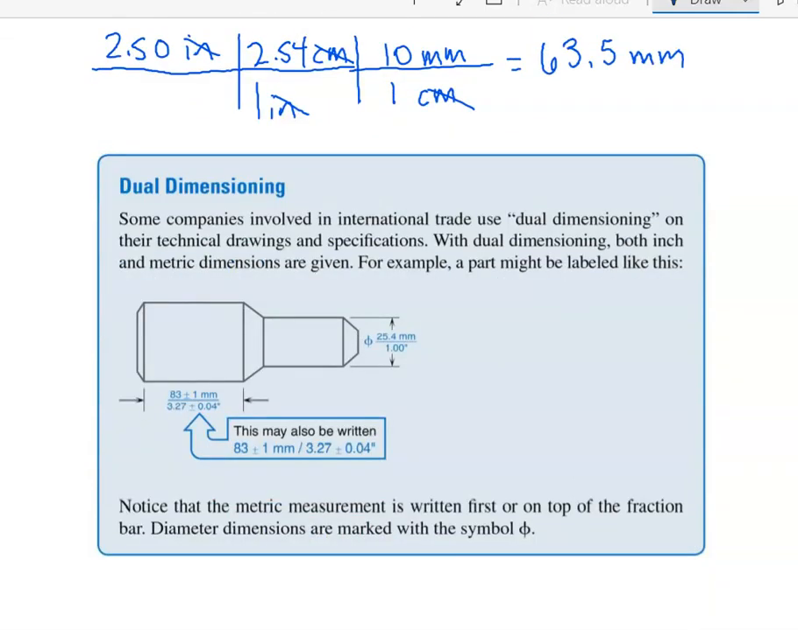Some companies involved in international trade use dual dimensioning on their technical drawings and specifications. With dual dimensioning, both inch and metric dimensions are given. For example, a part might be labeled like this, and you can see it's got 25.4 millimeters and it also has 1 inch. We also have our 83 plus or minus 1 millimeter, or 3.27 plus or minus 0.04 inches. Notice that the metric unit is written on the top.